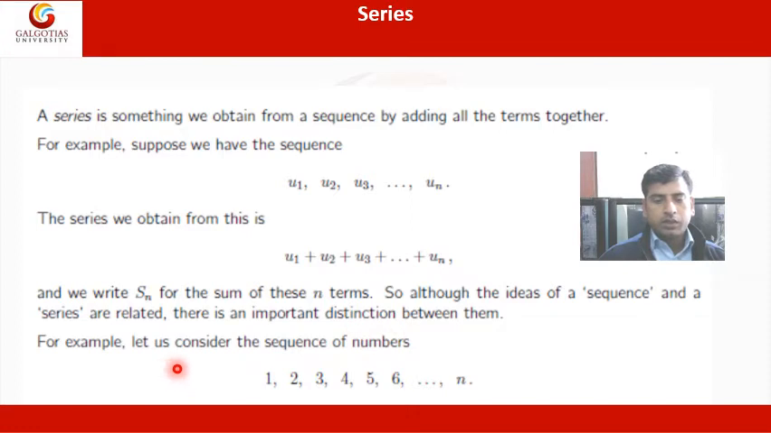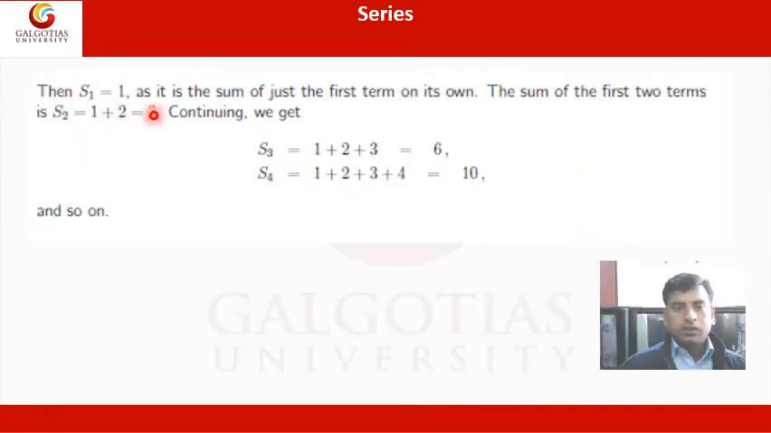For example, let us consider the sequence of numbers 1, 2, 3, 4, 5, 6, up to n. Then S1 = 1, as it is the sum of just the first term on its own. The sum of the first two terms is S2 = 1 + 2, that is 3. Carrying on, we get S3 = 1 + 2 + 3, that is 6. S4 = 1 + 2 + 3 + 4 = 10 and so on.